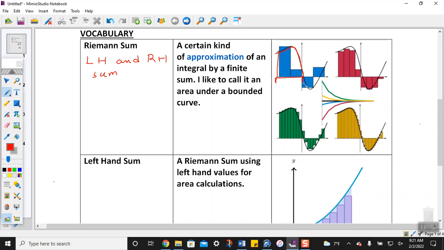Okay, so here's what you're gonna hear me say. We're gonna talk a lot about left-hand sums and right-hand sums to approximate areas under a curve. And the thing that you're gonna find out is that as we approximate areas under a curve, the smaller you make an interval for a rectangle, the more accurate your area approximation is gonna be.